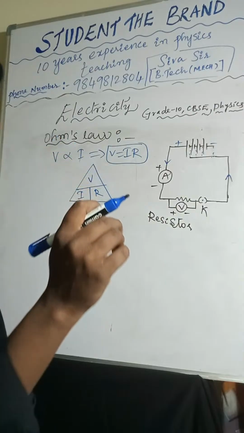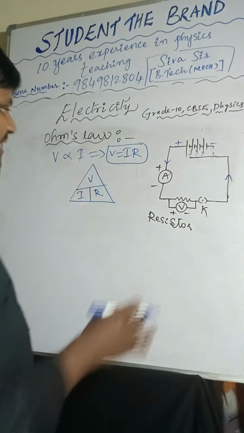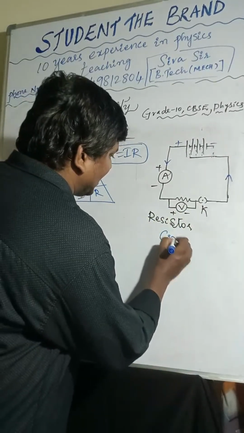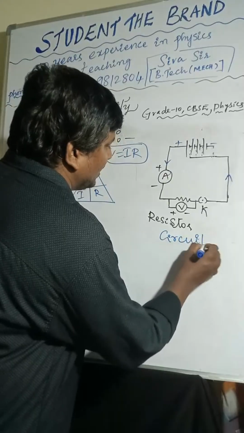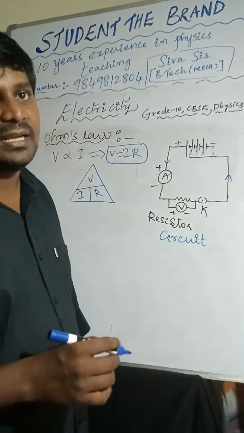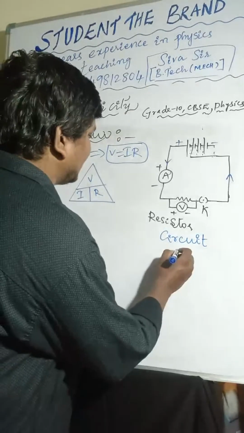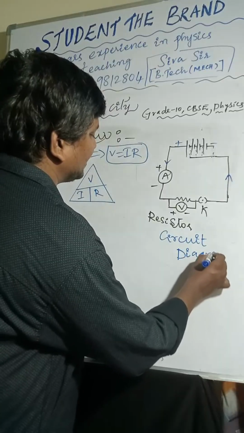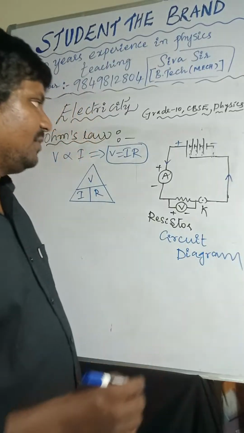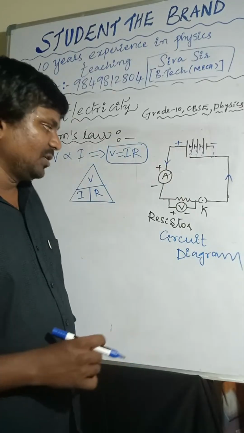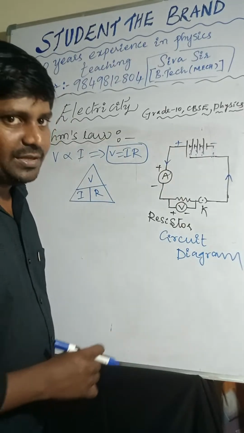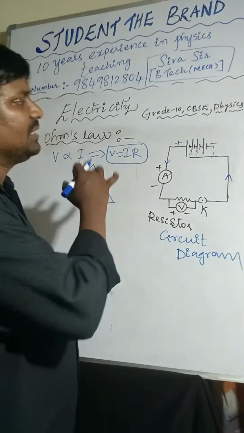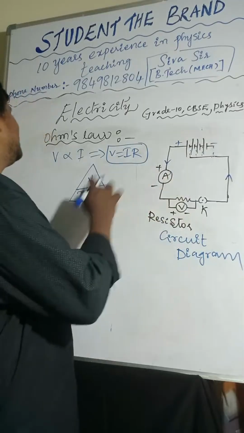This is about the definition and the circuit diagram. A diagrammatic representation of the logical connection of electrical appliances is called a circuit diagram.